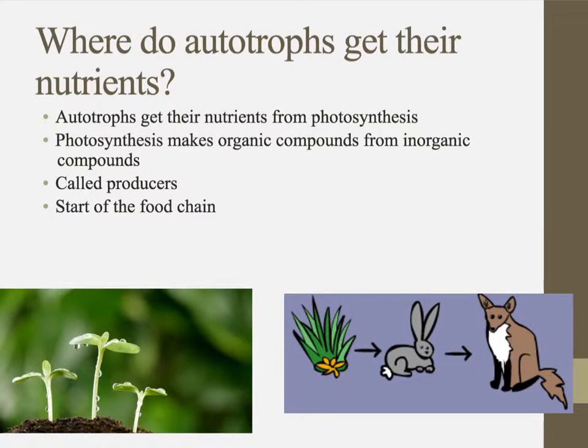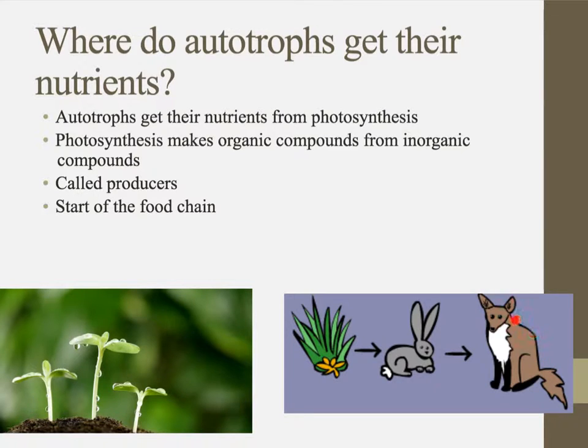So in that picture of the prairie ecosystem, again, those grasses are examples of a biotic factor. They're living. And again, those are autotrophs. Plants are autotrophs. They make their own food. They get their nutrients from photosynthesis. And because of that, they are also called producers. They produce all of the food in the food chain.